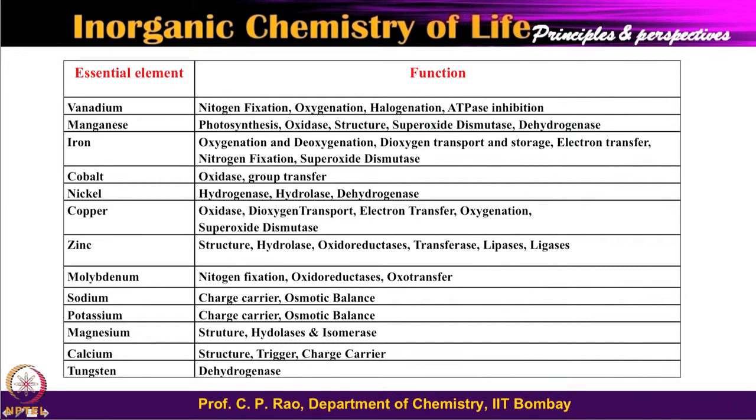Then molybdenum, nitrogen fixation is most important, then oxidoreductase, which is basically a part of the oxotransferase process. Then you have sodium, potassium, magnesium, calcium, which are all charge carriers, osmotic balance, and magnesium can do hydrolase, structure, isomerase. When it comes to calcium, the trigger functions are also there, and all of these kinds of functions I have tried to highlight. This is one part of the introductory aspect that I have covered based on the elements present in biology. Then I have quickly explained a little bit on the biological molecules, protein synthesis, that kind of thing.